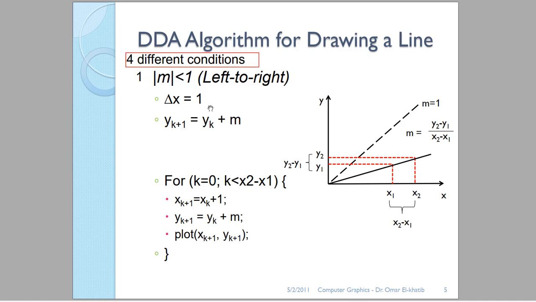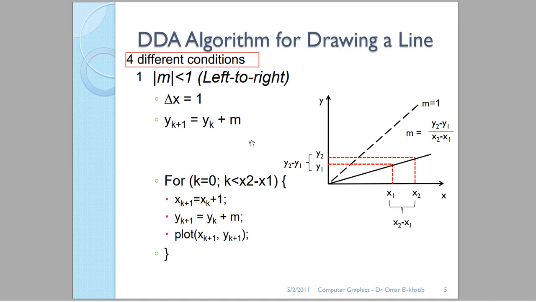What is delta x equal to 1? It means that we will change x by 1 only. So we are starting from left to right. Our left point is, for example, here at 0, 0. We start from here and we change x by 1 every time. So if we start from x equal to 0, then x equal to 1, x equal to 2, and so on. This will continue like that, so this will be on the x-axis. But we change y not by 1, we change y by m, which is the slope.